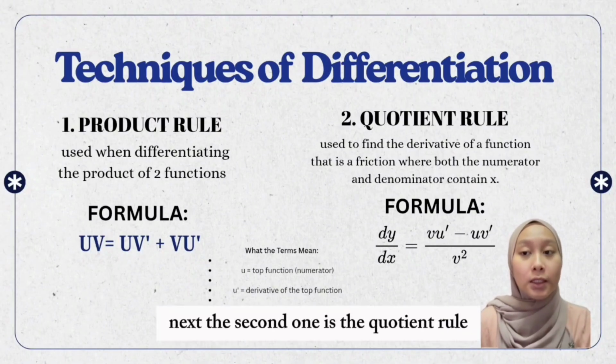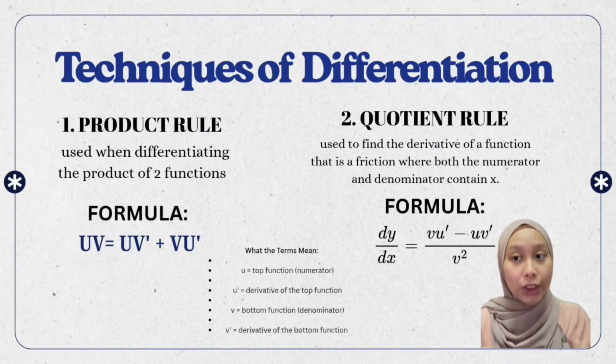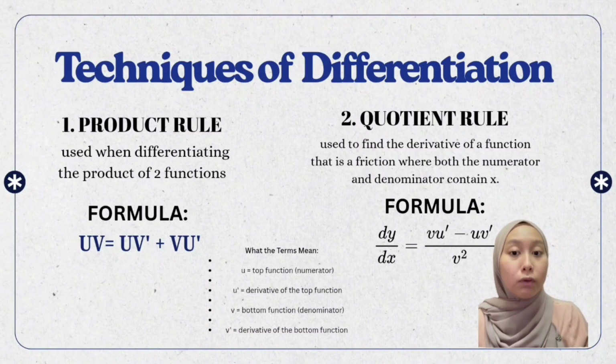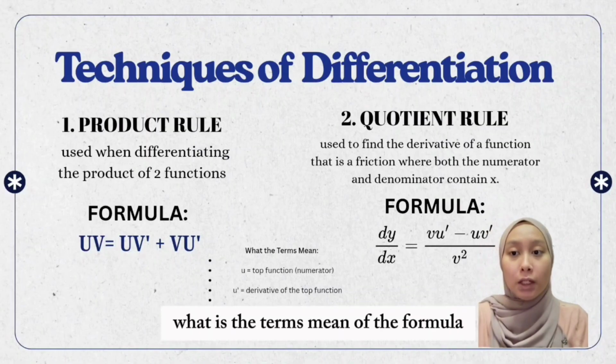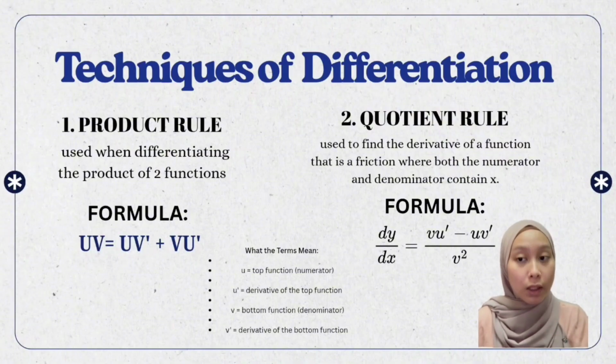Next, the second one is the quotient rule. The quotient rule is used to find the derivative of a function that is a fraction where both the denominator and the numerator contain x. The formula of the quotient rule is dy over dx equals (vu' minus uv') divided by v squared. What do the terms in the formula mean? u is the top function, which is the numerator. u' is the derivative of the top function. v is the bottom function, which is the denominator. And lastly, v' is the derivative of the bottom function.